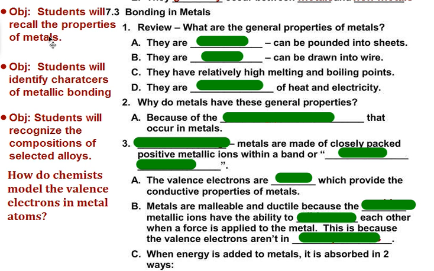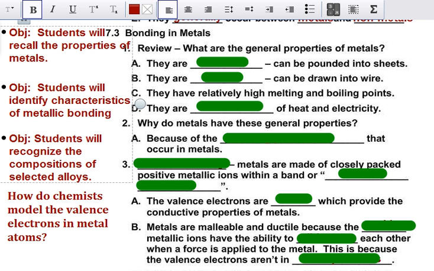So the objectives for this are going to be the following. Students will recall the properties of metals from the last chapter. Other objective will be students will identify the characteristics of metallic bonding. And students will recognize the compositions of selected alloys.